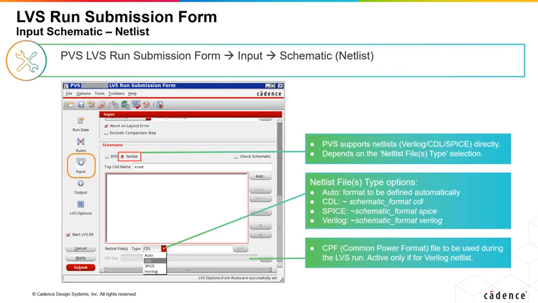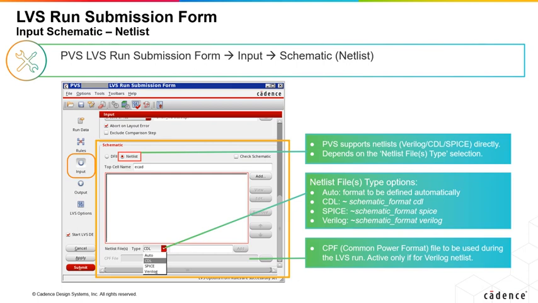For PVS LVS, the second option for schematic format selection is Netlist. Under this option, you need to specify the top cell name and select the netlist file type and path. The options for netlist type are Auto, CDL, SPICE and Verilog. Once you select the netlist type, enter the name of the netlist file in the text field and click Add. Alternatively, you may browse to the netlist path as well.